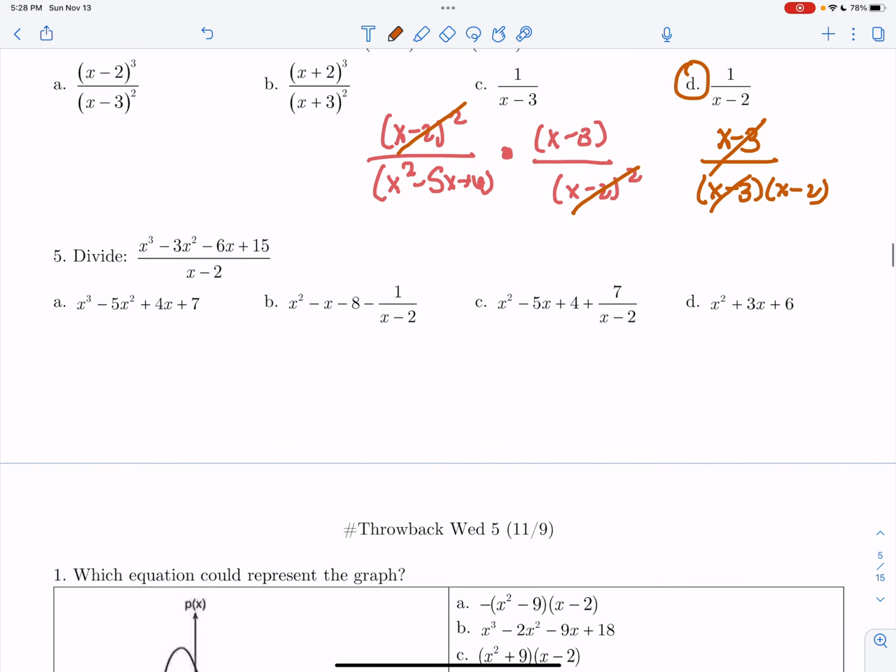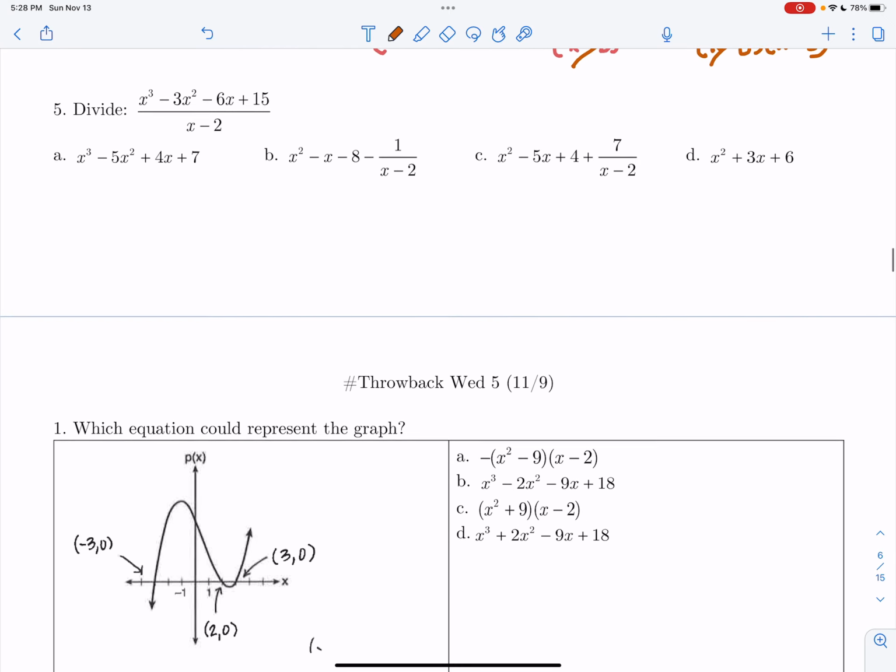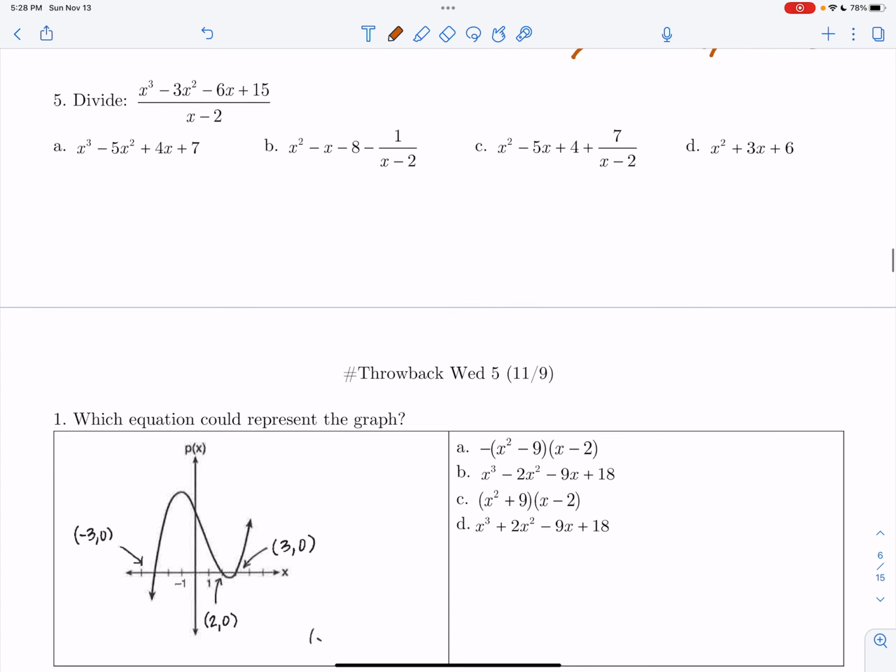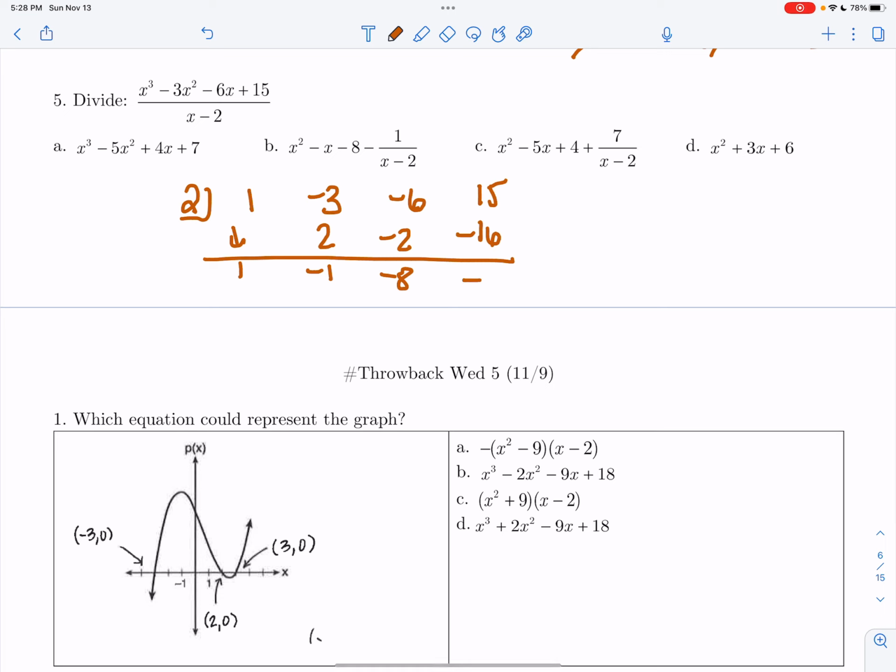Number 5, divide. Notice how your denominator is just x minus 2, so you can use synthetic division with 2. So 1, negative 3, negative 6, 15. Use good old synthetic division. That gives you a remainder of negative 1. So you have x squared minus x minus 8 minus 1 over x minus 2, which is B. That is problem set number 4.